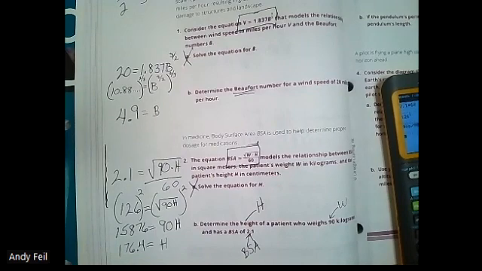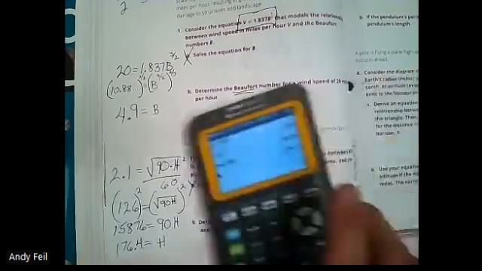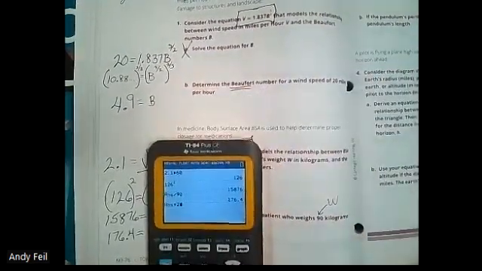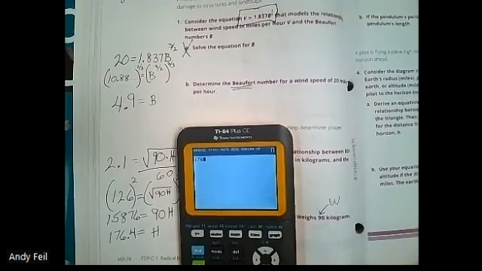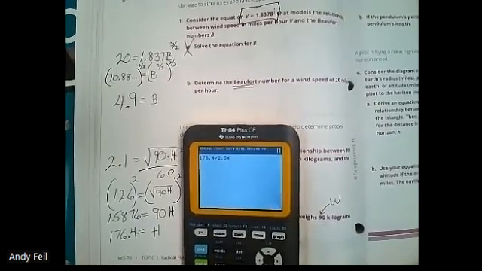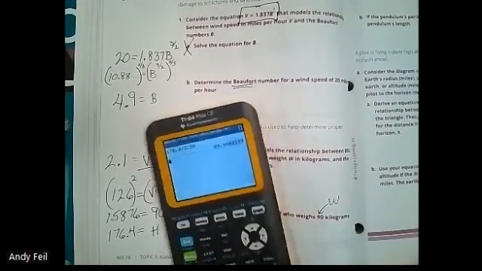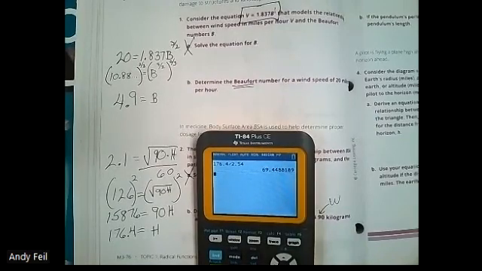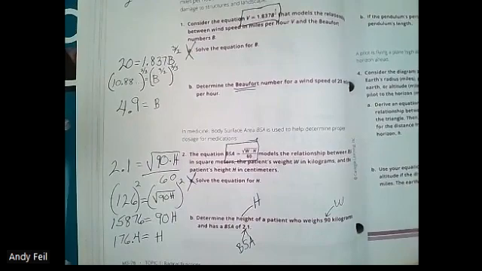It's in centimeters. Are centimeters different than inches? Does anybody know how many centimeters are in an inch? It's 2.54. So on your calculator, take that number and divide by 2.54. Thank you very much. So this person is 69.5 inches, which is how tall? 5'9.5". If they weigh 90 kilograms, they'd be about 5'9.5".